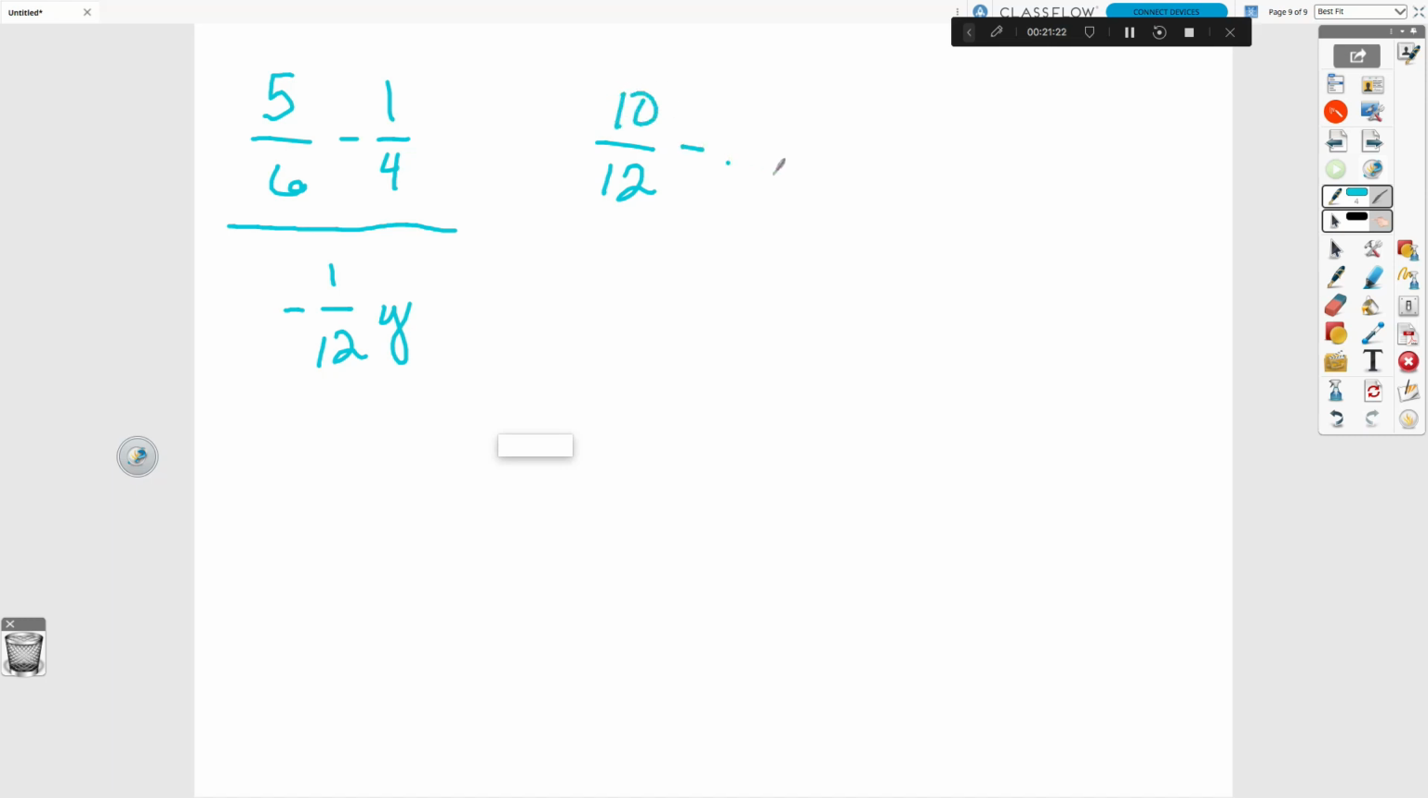So my top number would be 10. I take my second fraction times 3. So my top number would be 3. All comes over the top of that negative 1/12y. 10 minus 3 is 7. My 12 stays the same.